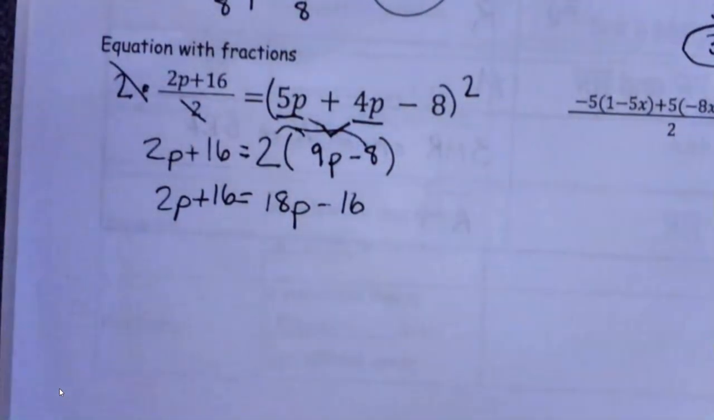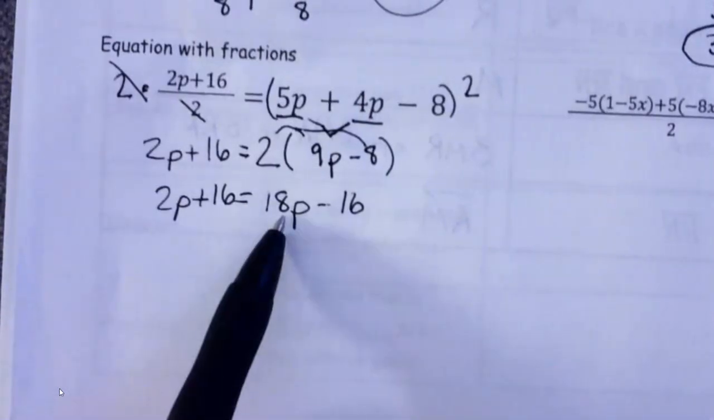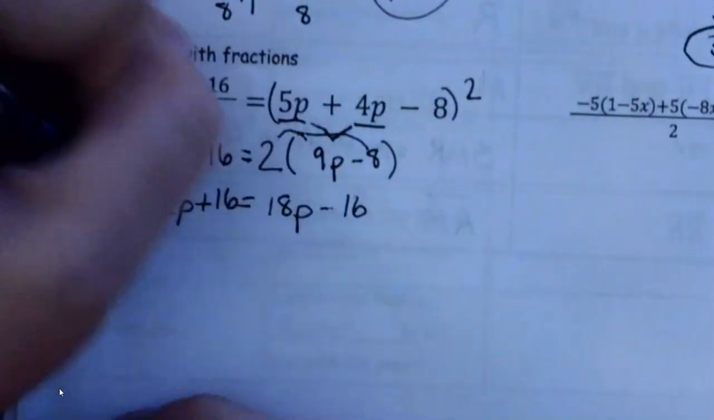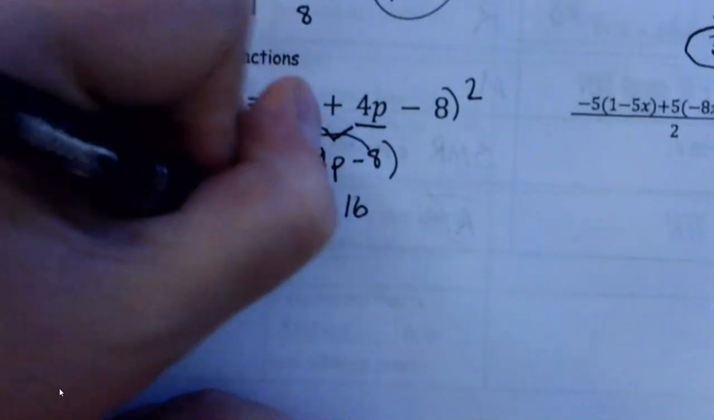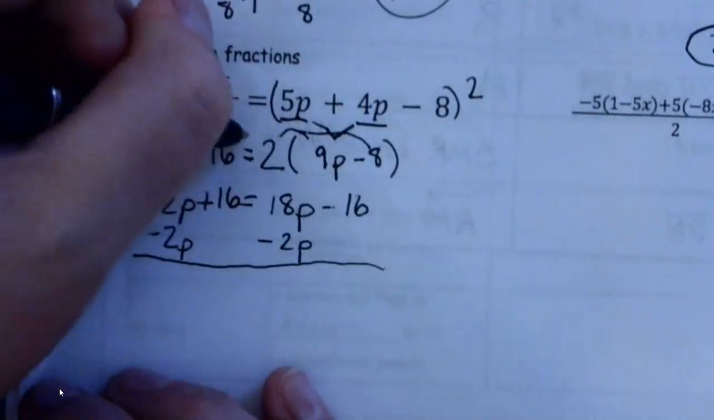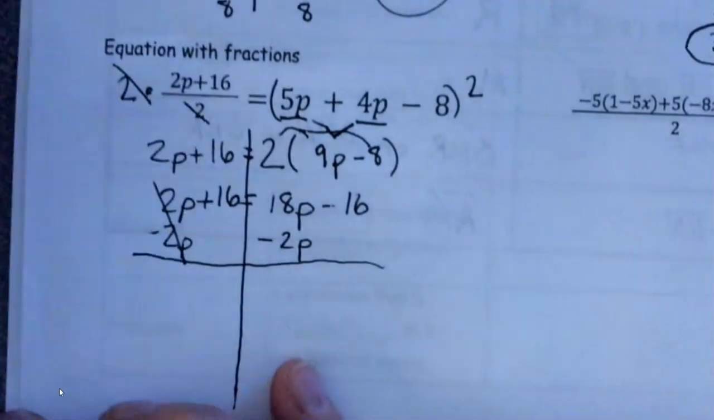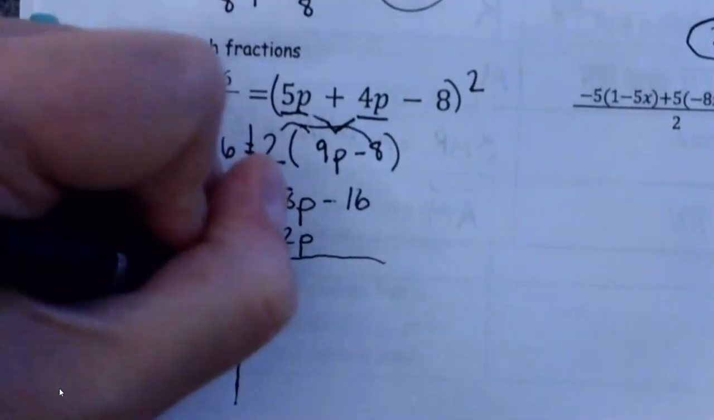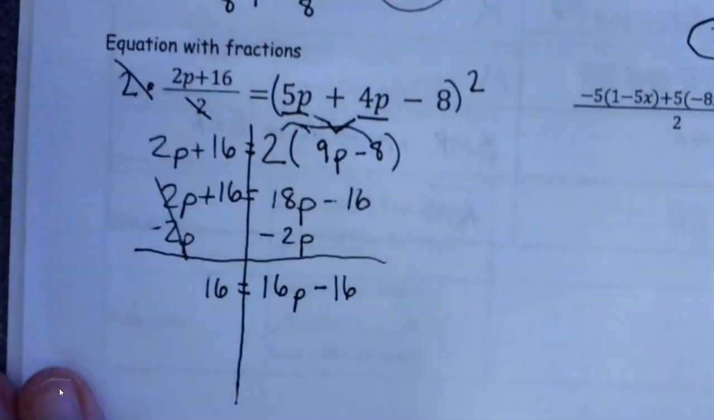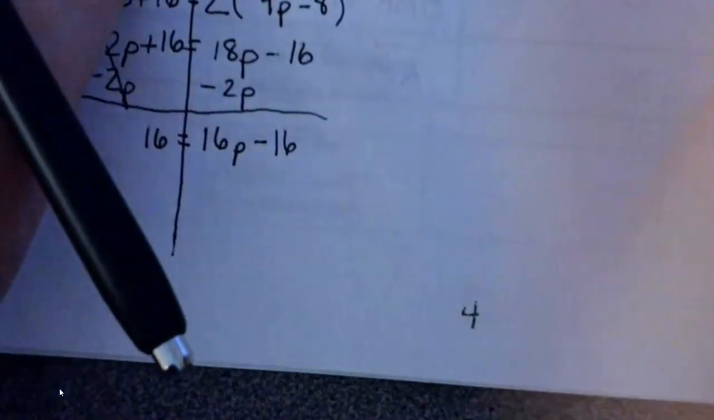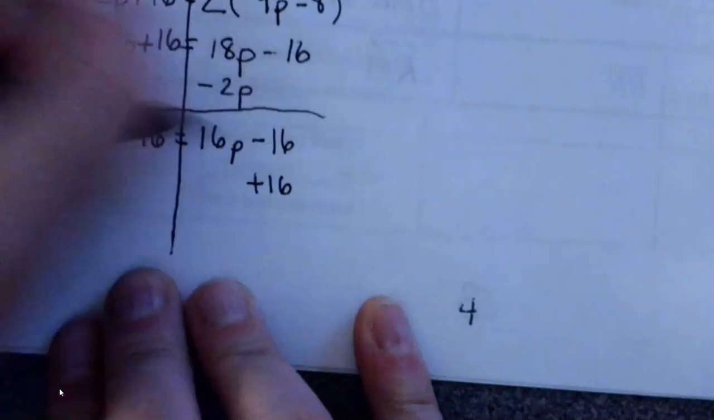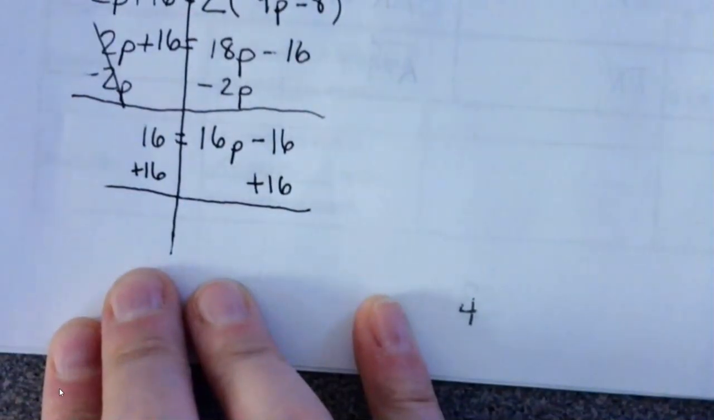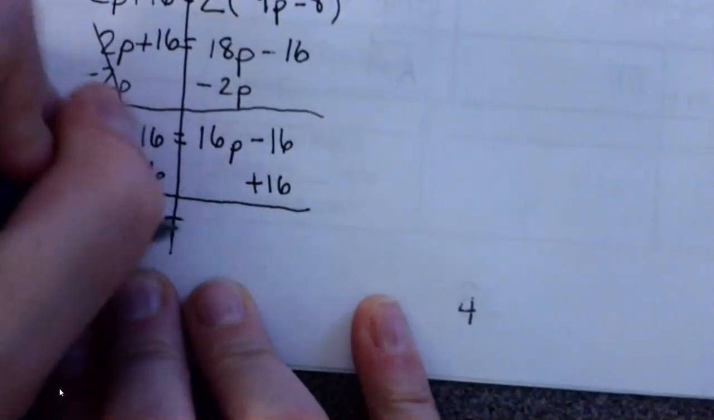All right, again, I like positive p's. So I want to move this over here. But if you like your p's on the left-hand side, then subtract 18 instead of subtracting 2. Get rid of the 2 p's. 16 equals 16p. Lots of 16s here. That's okay. We are now going to add 16 on both sides. Don't want to go too fast for you guys, but also don't want to go too slow.